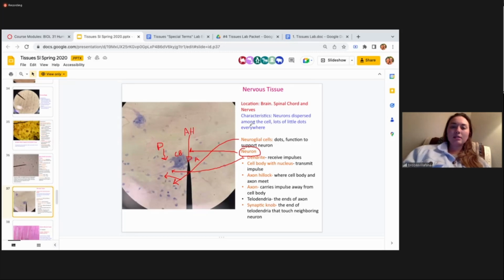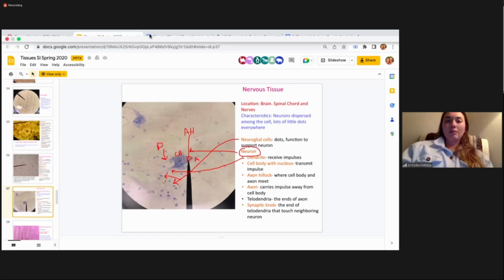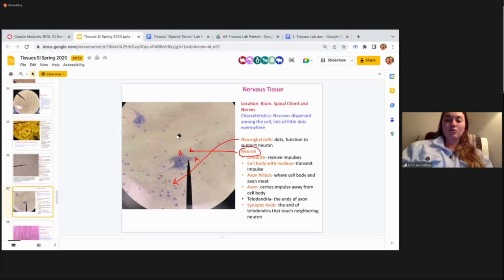Okay, so that's some stuff that you were asked to draw and label in your packet. You guys are welcome to use this picture and work on drawing and labeling that in your packet. Remember, use your time in lab wisely. Do not waste your time in lab drawing pictures and answering questions. Spend your time at home drawing pictures and answering questions, and go into lab trying to practice distinguishing these tissues.